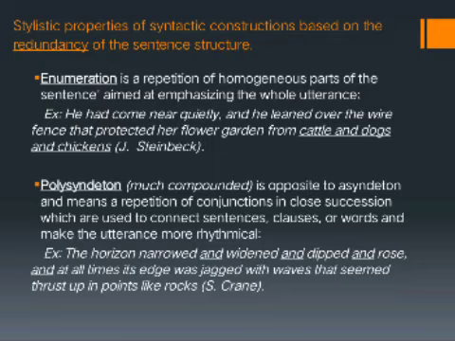The third one is polysyndeton. It is much compounded. It is opposite to asyndeton and means a repetition of conjunctions in close succession which are used to connect sentences, clauses, or words and make the utterance more rhythmical. So the example of polysyndeton is the sentence, the horizon narrowed and widened and dipped and rose, and at all times its edge was jagged with waves that seemed trussed up in points like rocks. So what was being repeated in the sentence is the conjunction "and."